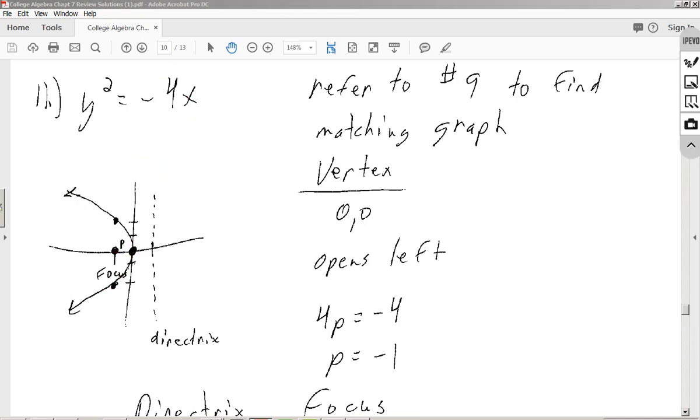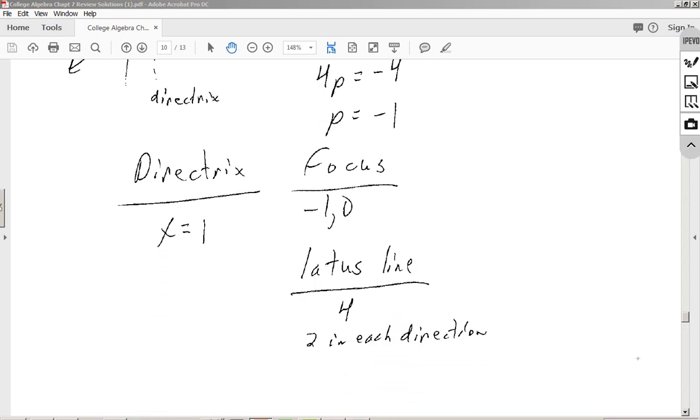You have your graph that opens to the left. Your vertex is 0, 0. Your focus is at -1, 0. Your directrix is x equals 1. And then your latus rectum is going to be 2 in each direction for a total of 4.